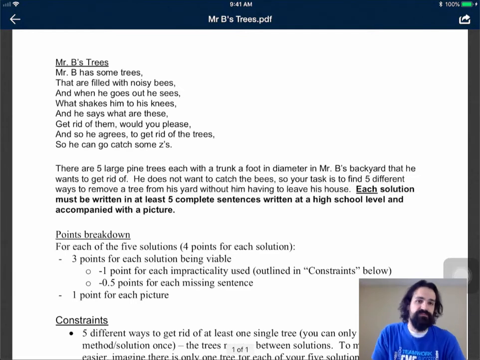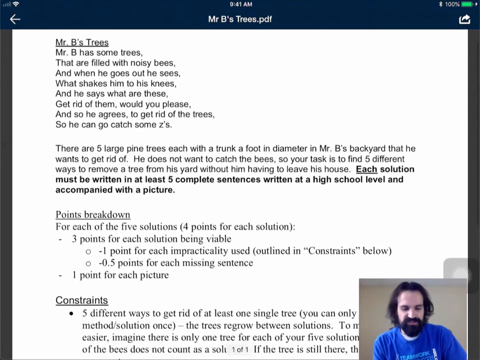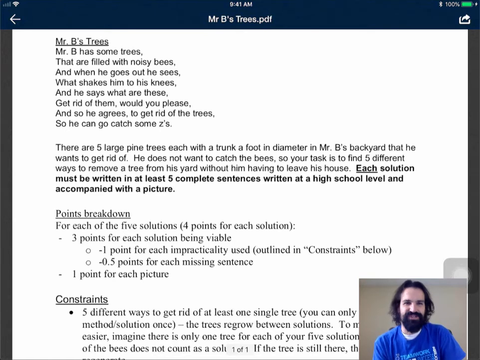with some examples. So, Mr. B's trees. Mr. B has some trees that are filled with noisy bees, and when he goes out, he sees what shakes him to his knees, and he says, "What are these? Get rid of them, would you please?" And so he agrees to get rid of the trees so he can catch some Z's.